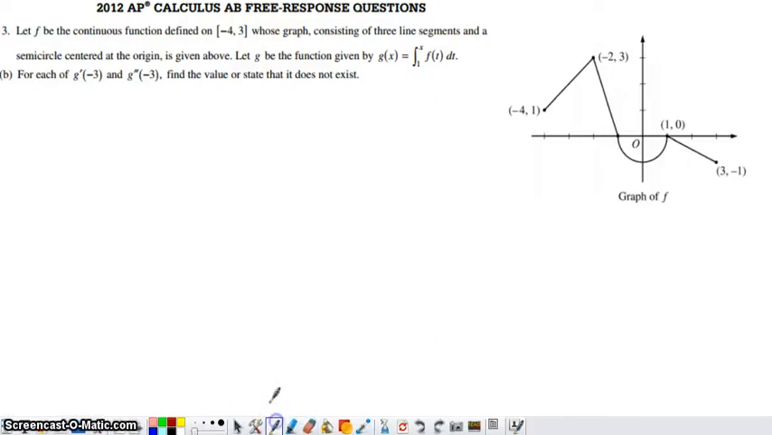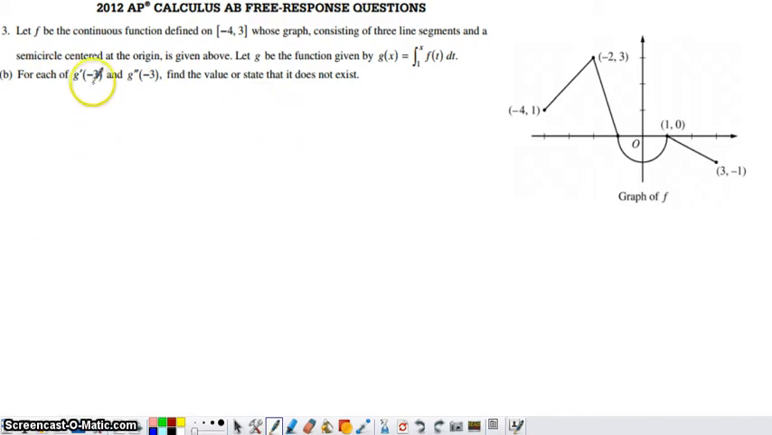So this will be part B of problem number 3 from the 2012 A, B, and BC exam. We have this graph of f here, and we have this function g that's defined to be a definite integral where the function f is involved. And in part B, it wants us to find g prime of negative 3 and g double prime of negative 3, or state that those values don't exist.